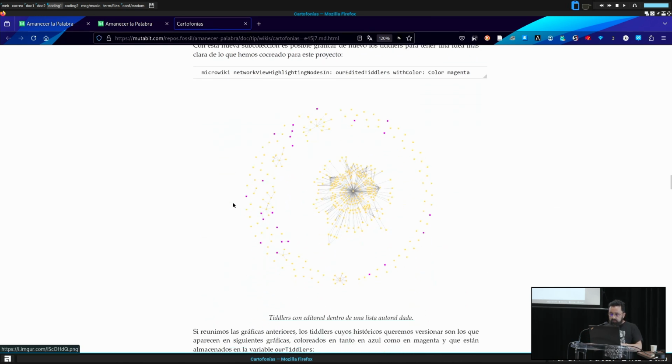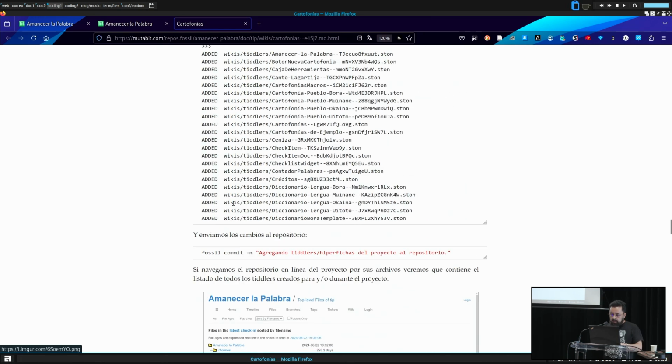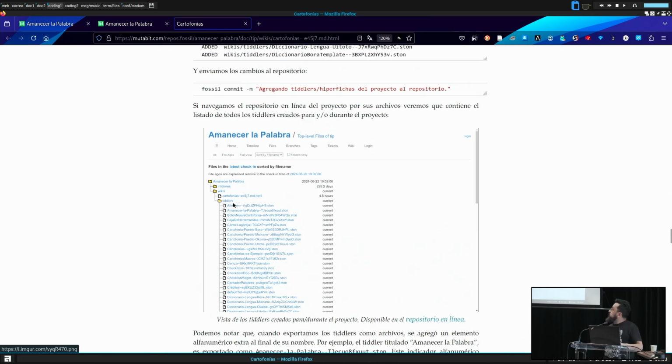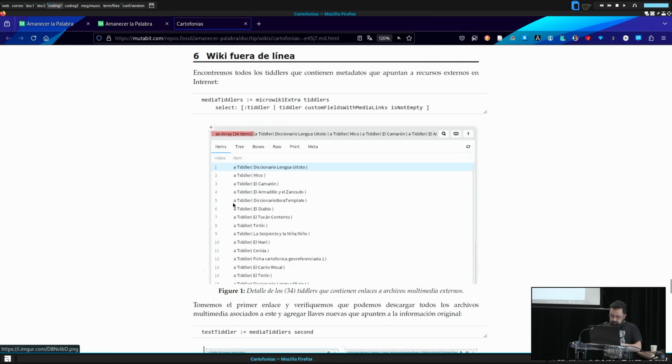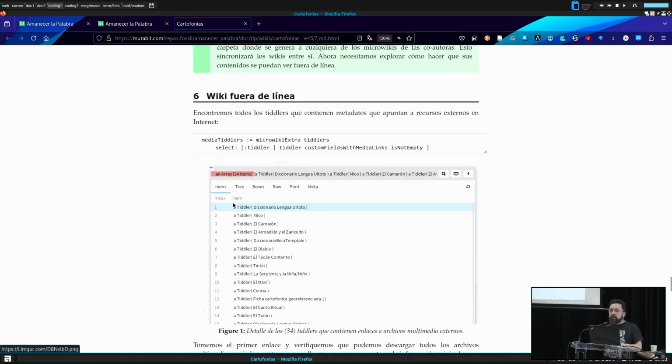So this is the other graph, trying to understand that. And this is done, and also, of course, versioning in Fossil. So this data story brings everything together and explains that to academicians, but not developers or technically minded people. Yeah, and it allows the wiki to work offline.